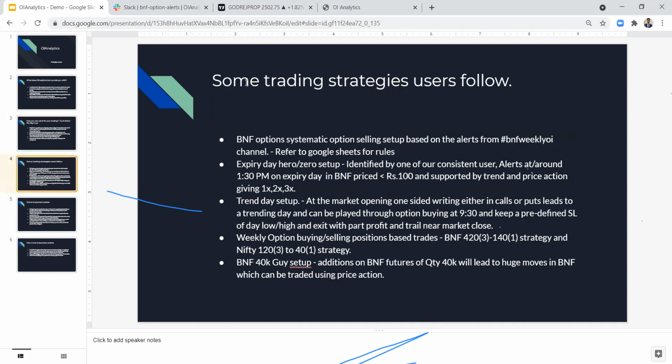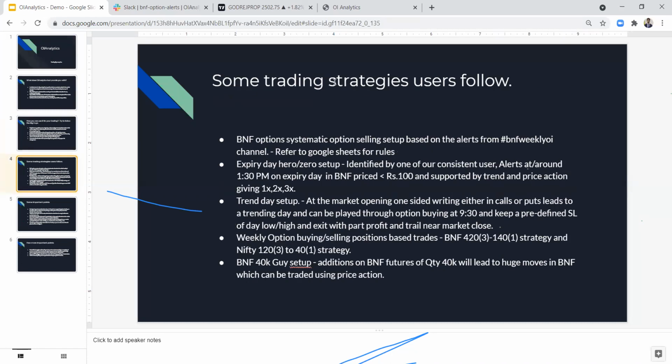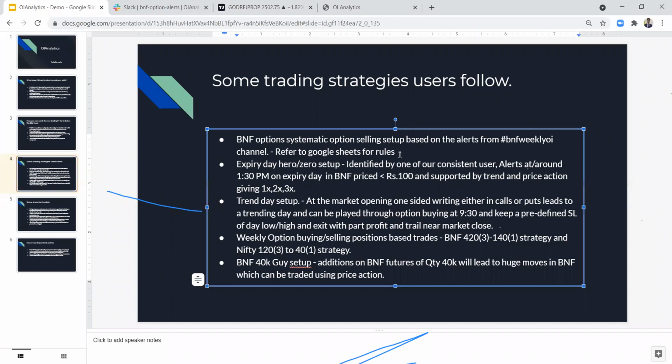Now let's move on to trading strategies directly, right? Till now we have discussed how you can use it for your trading in a theoretical approach, or the basic idea of it. Now let's move on to the trading strategies that our users follow, some of which they have implemented. These give you ready-made trades, and you can execute them and make some money of it, right?